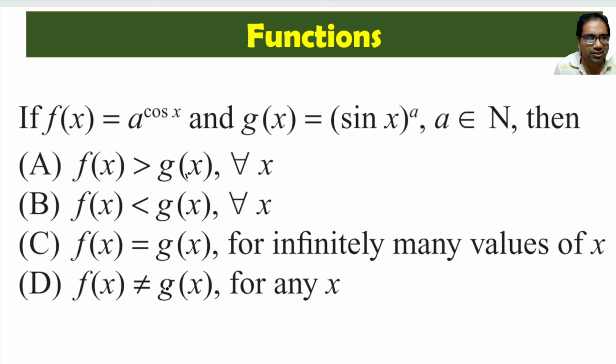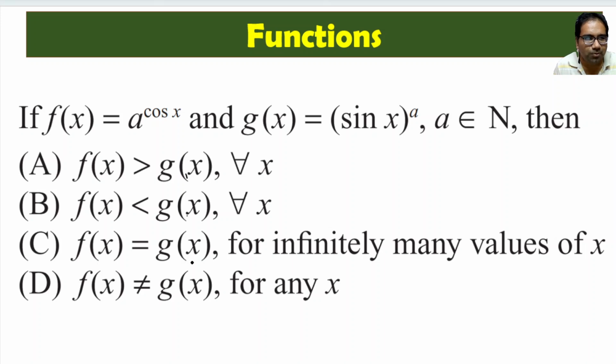So if you see these three options, right? F of x greater than g of x, less than g of x, or equal to g of x. Obviously, if this is equal to g of x, then these two are wrong, right? If f of x equals g of x for at least one value of x, then that means A and B are together wrong, because it is given that for all values of x, f of x is greater than g of x, or for all values of x, f of x is less than g of x. In fact, D also will become wrong.